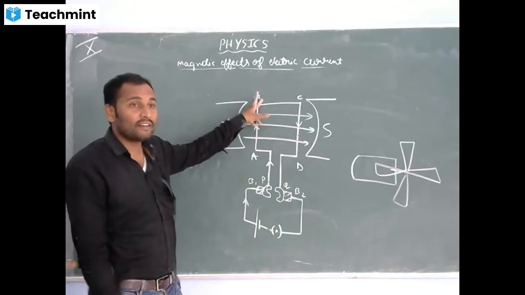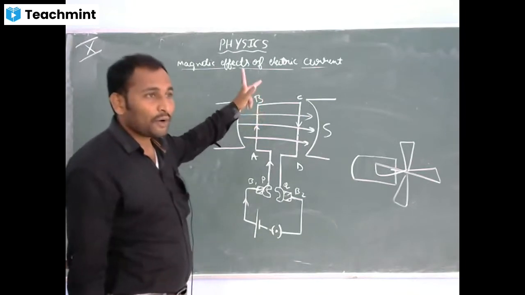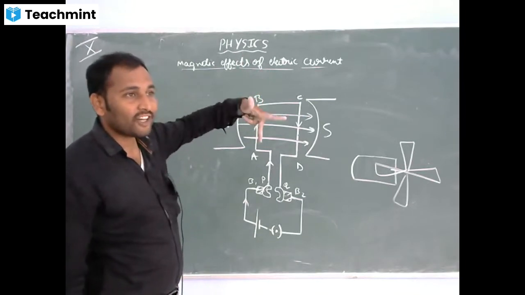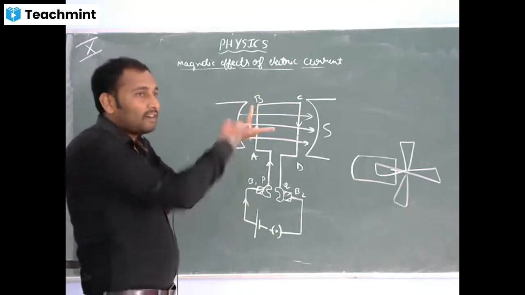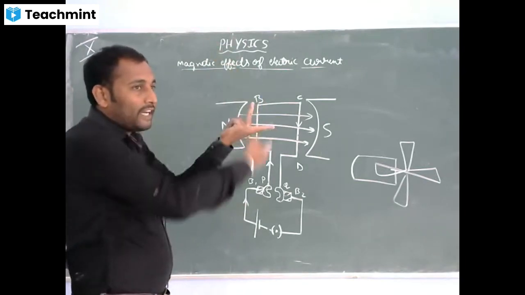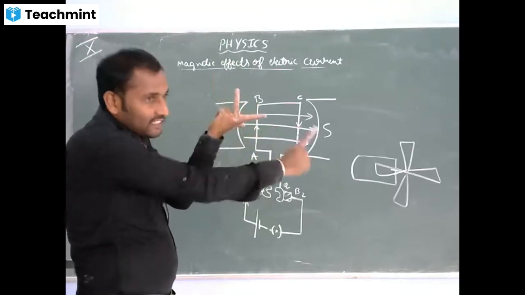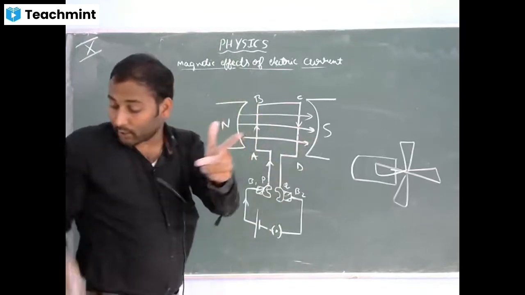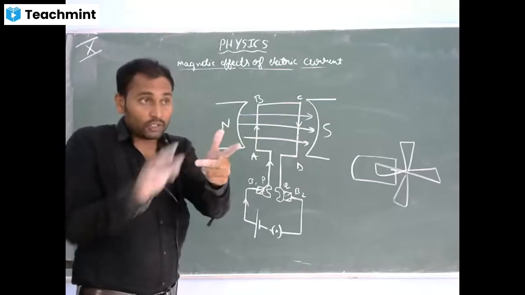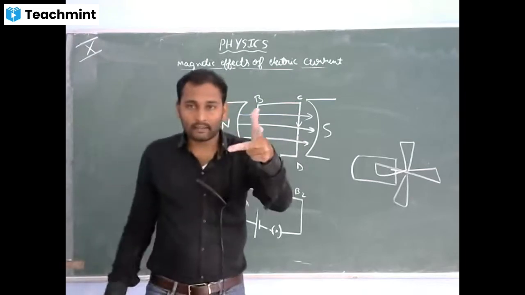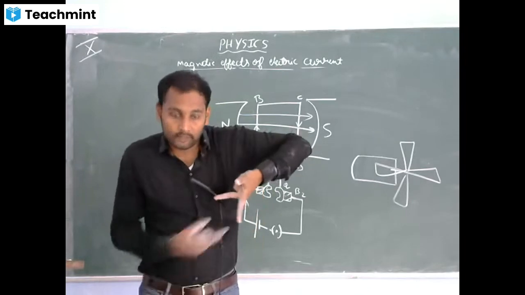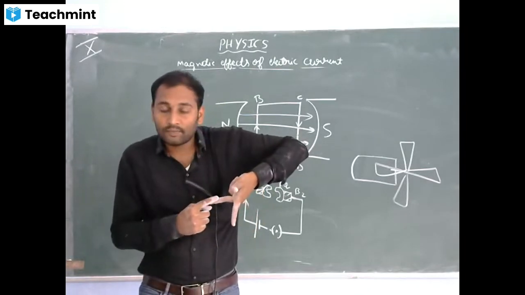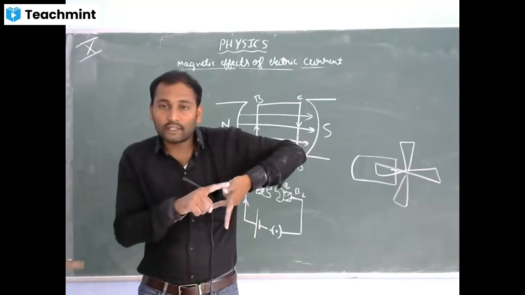We will use Fleming's left hand rule now. Okay, magnetic field direction, north to south. Current direction, A to B, up. Magnetic field direction, this. See, whatever you do, never change the position. See, I am holding it like this. If the direction of magnetic field is down, just turn it like this. This position should not change.